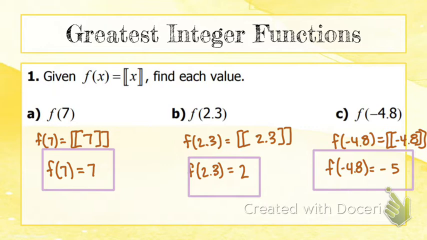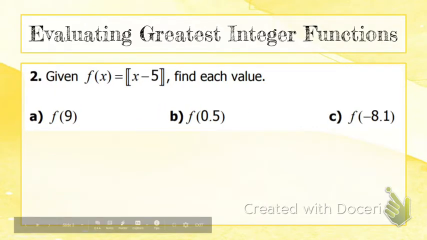So let's look at number 2. It's a little bit different. In number 2, you're going to see that there is something inside of the double brackets that we have to evaluate before we decide on the greatest integer. So let's just go ahead and look at f of 9. Remember, all that means is that we are going to plug 9 in for x.